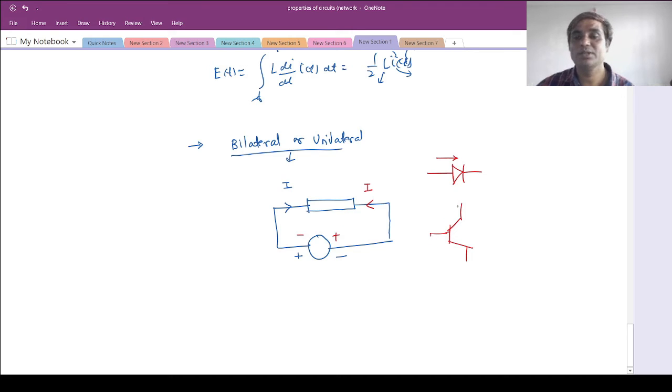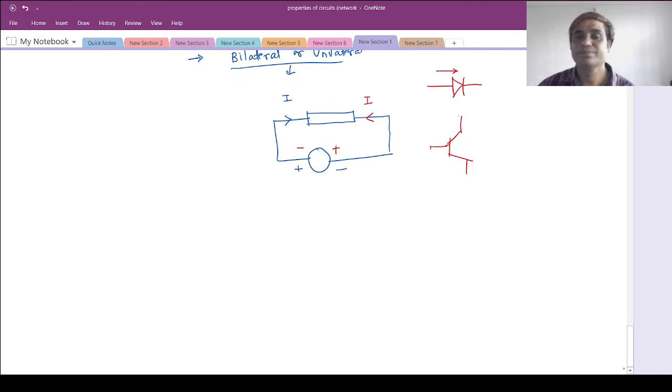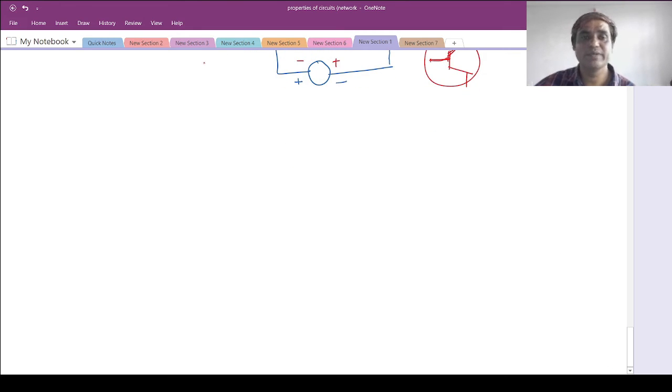But if I'm taking the two terminals, then it can also be decided whether it is bilateral or unilateral. Okay, so a transistor is not a two-terminal network, that's why this is an ill-posed question, you can say. So this way we can decide unilateral or bilateral. The next comes time invariance or time variant network.